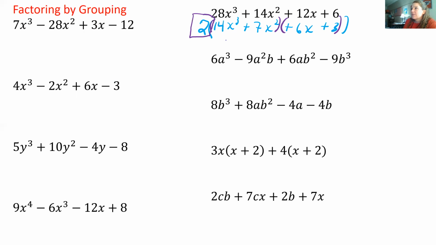So what could I divide these first 2 terms by? I could divide them both by 7x to the second power, and I got 2x plus 1. And then here I could pull out a positive 3, and I have 2x plus 1.